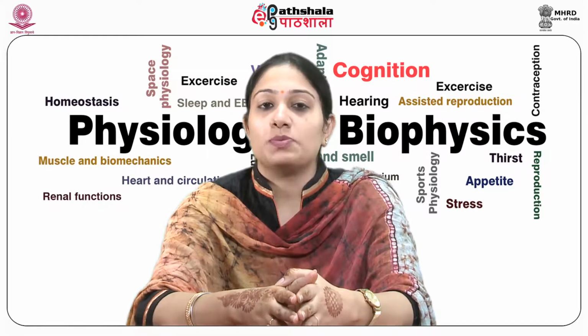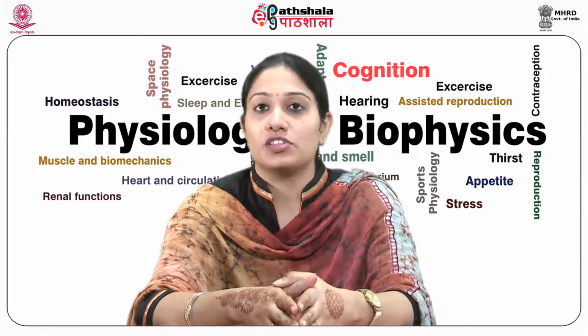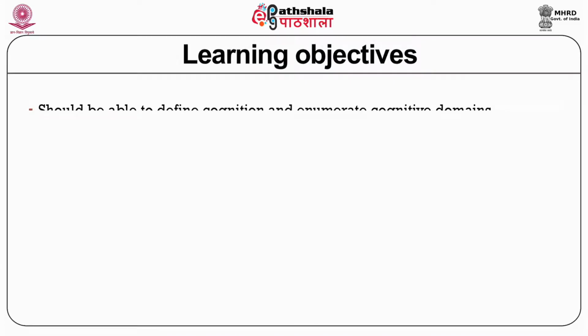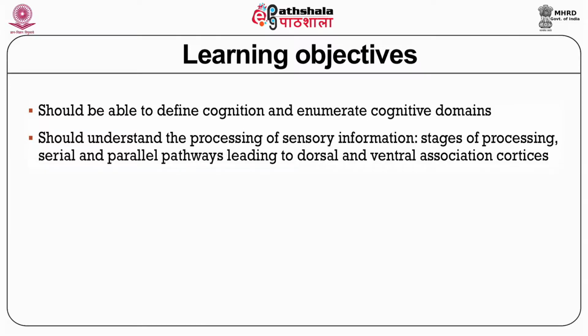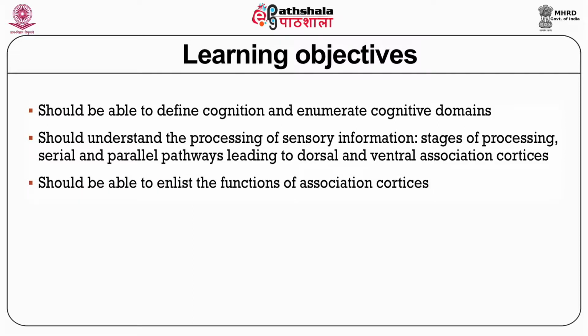So, what are the specific learning objectives of this module? The main specific learning objectives are: the student should be able to define cognition and enumerate the cognitive domains. Second, he should understand the processing of sensory information, the stages of processing, and serial and parallel processing pathways which lead to dorsal and ventral association cortices. Third, you should be able to enlist the functions of association cortices.